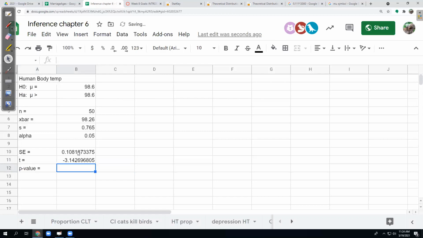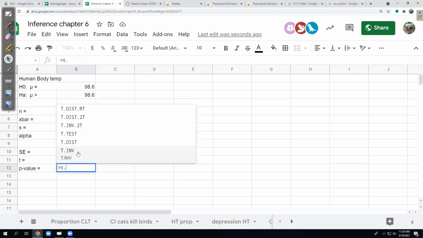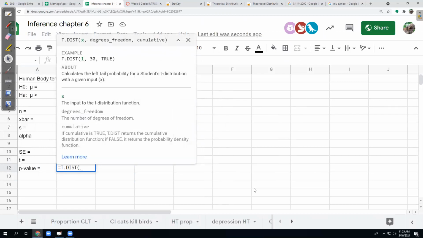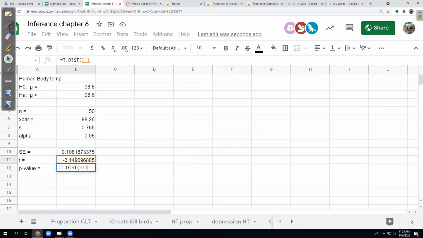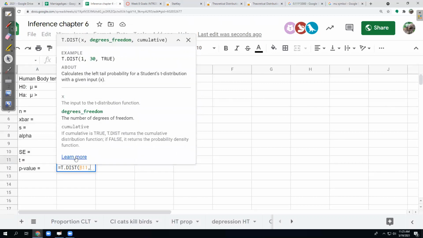So the p-value, since I used a t, I have to use the t dot dist. So there's the t dist, the right tail, and the two tail. So if we were doing a right tail test, I would grab that. But this is a left tail, so I can just use the regular t dist. And then what does it say? It wants x, which would be my t-score, right there. Then it wants the degrees of freedom. So that would just be my sample size minus 1.